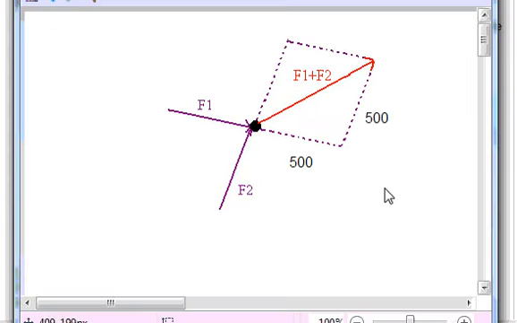Well, this is 500 and this is 500. See, this 500-pound force, I can represent it with this vector. This 500-pound force, I can represent it with this vector because I can move them wherever I want to. But I don't know if you see the beauty of this. This is a 30-degree angle. This is a 30-degree angle. So this is a 60-degree angle, and so is this.